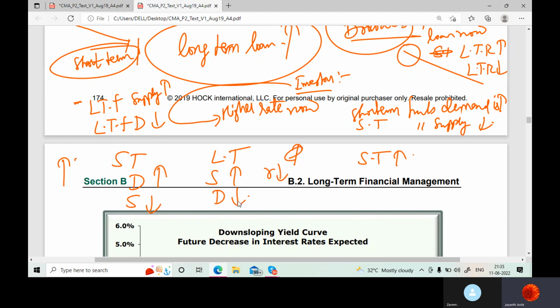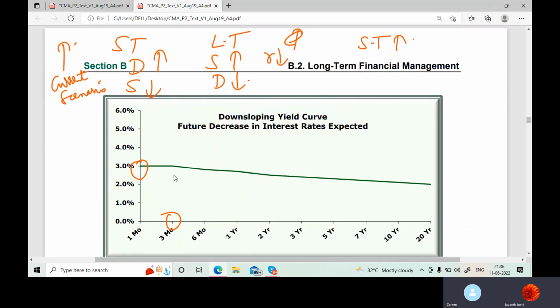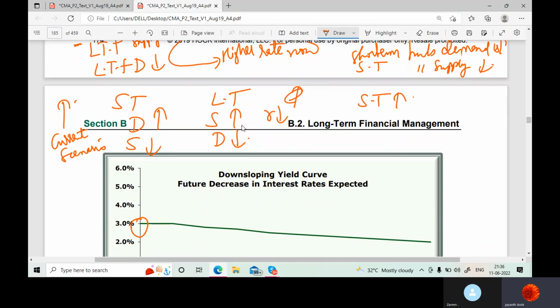and in long term, demand would be less. Right now the supply is high and demand is less. Please understand, right now I'm speaking about the current scenario. Short term funds demand is very high. That's the reason we see in the first month the rate is very high, since demand is high, and the long term funds demand is very less right now.